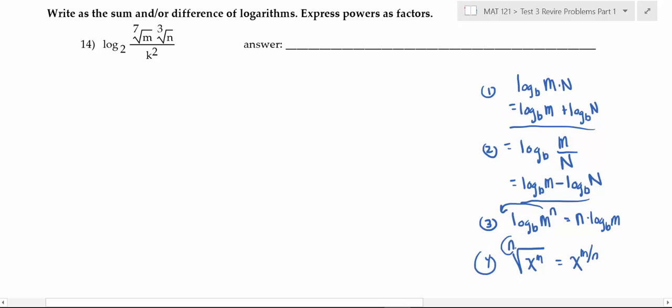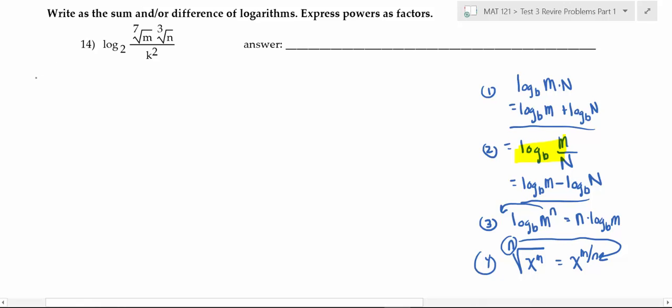Anytime you have a radical, the name of that radical is the denominator. Just try to remember it like that. So we're using all of these properties in this problem. Since I have a log of a difference, or a log of a fraction, we're going to start by using this property.